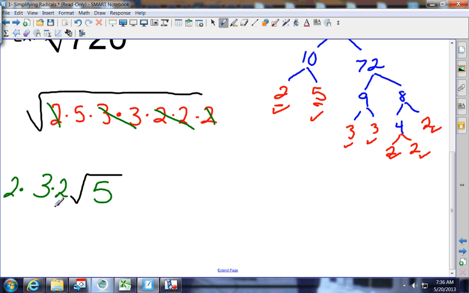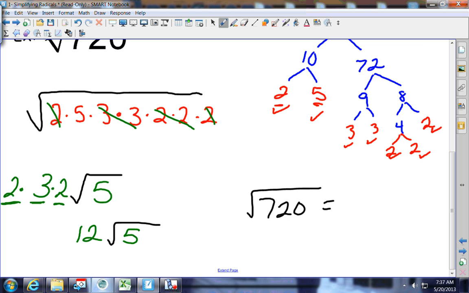Now, everybody who's outside, 2 times 3 is 6. 6 times 2, 12. So this is going to be 12, the square root of 5. That's your answer in simplest form. So the square root of 720. Whoa. Square root of 720 can be reduced to 12 square root of 5. Okay?